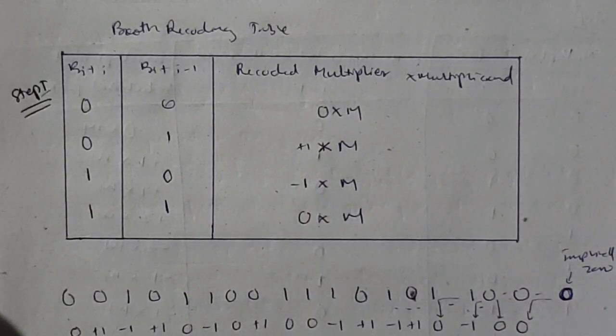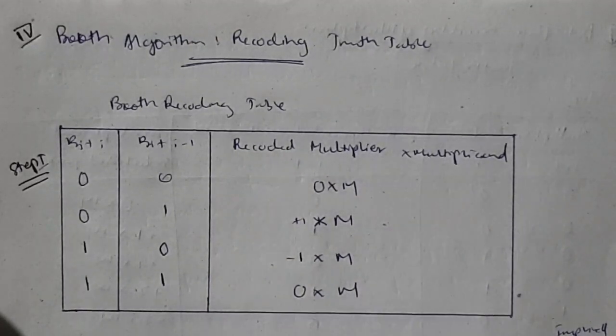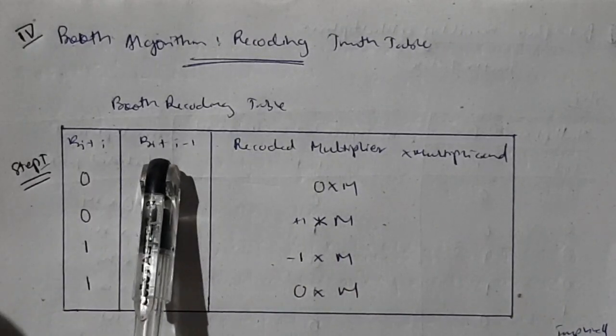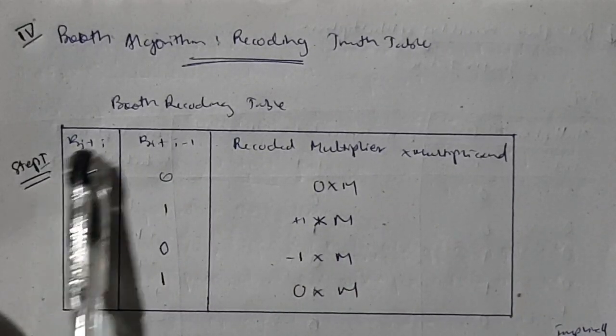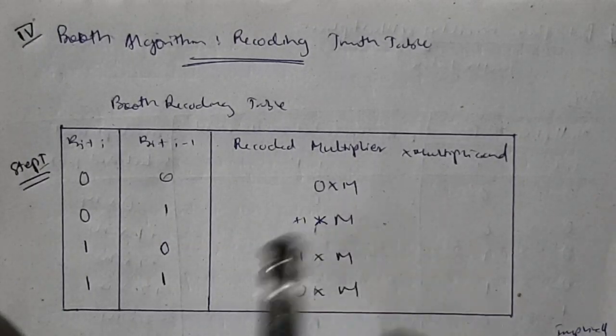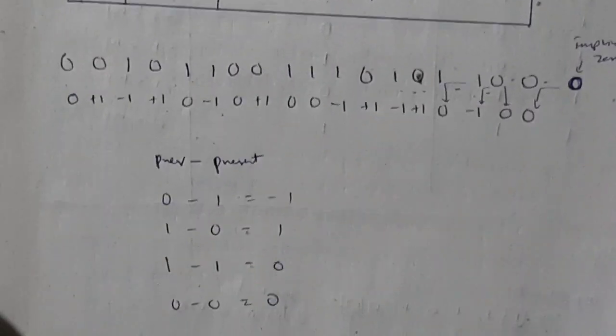If they ask you Booth algorithm, this is Booth algorithm. How to do this one? First step, you need to remember this table. Bit i and bit i minus 1: if there is a bit before that bit and it is also 0, what you need to write is 0 into m. Now let's see with an example. First remember this table.